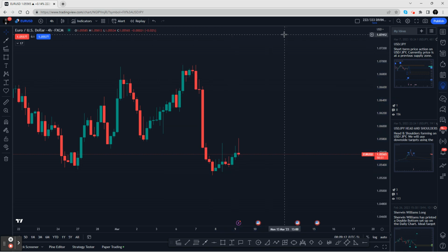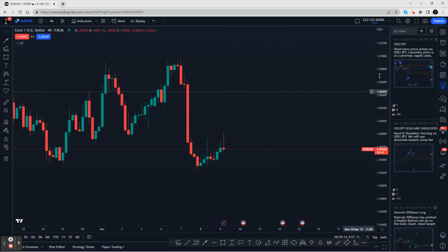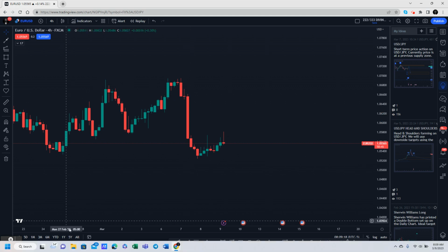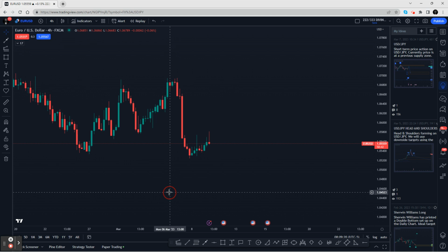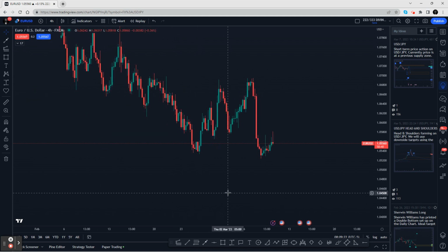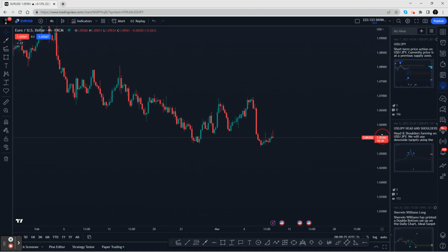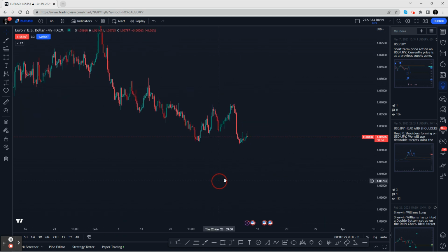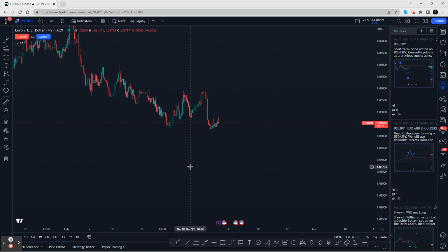Today is Thursday. Tomorrow's non-farm payroll. So we'll see what the markets are looking like and what it's going to do to push it up there. That's just something to consider when it comes to that.